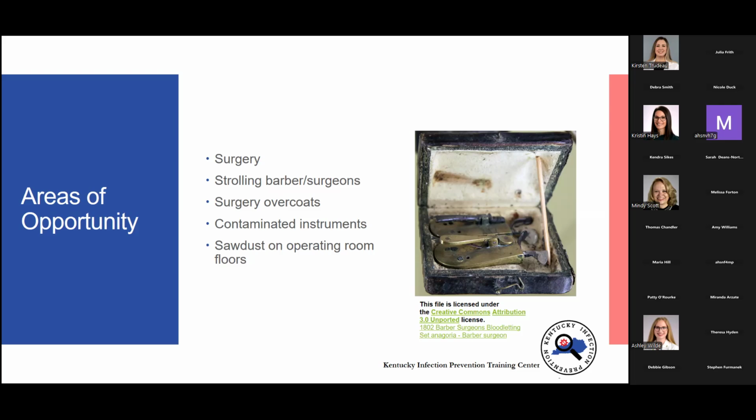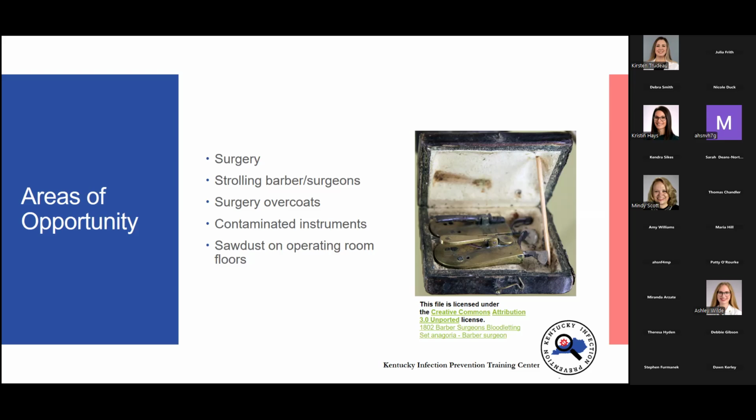They often had pus and blood, essentially just pieces of body parts on the surgery overcoats. They were worn for every surgery. They were using instruments that were not sterilized between surgeries, so the instruments were contaminated.